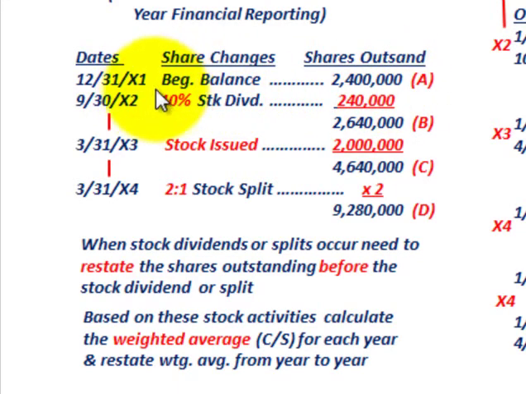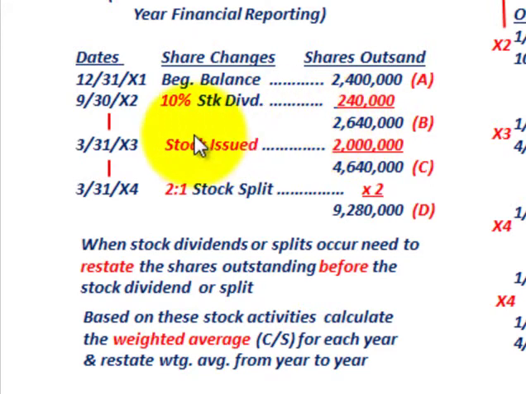And then into X2 comes September 30th, 9 months into the year in X2, there's going to be a 10% stock dividend. So 10% of what we have outstanding would be 240,000, 10% of the 2,400,000. So we're going to have a total number of shares outstanding on 9/30/X2 of 2,640,000, the sum total of those.